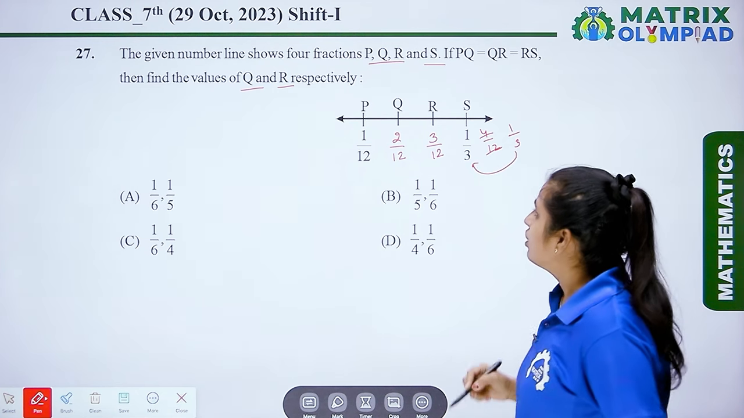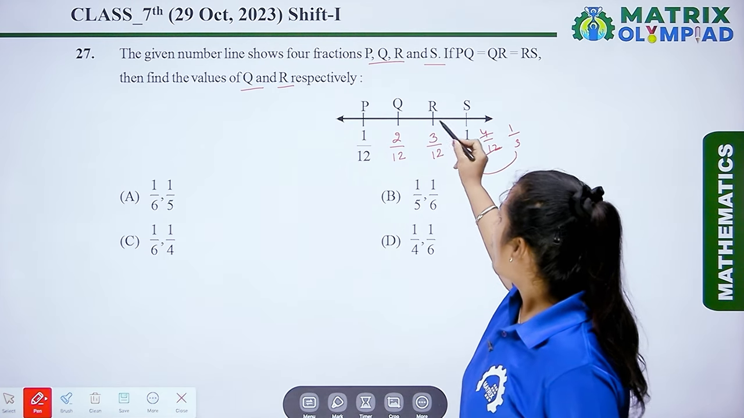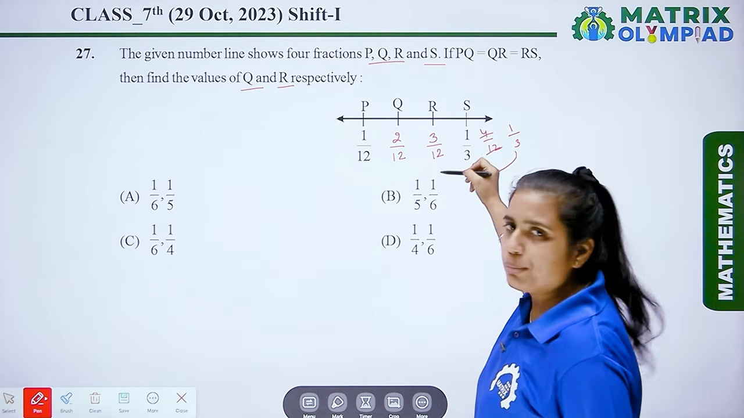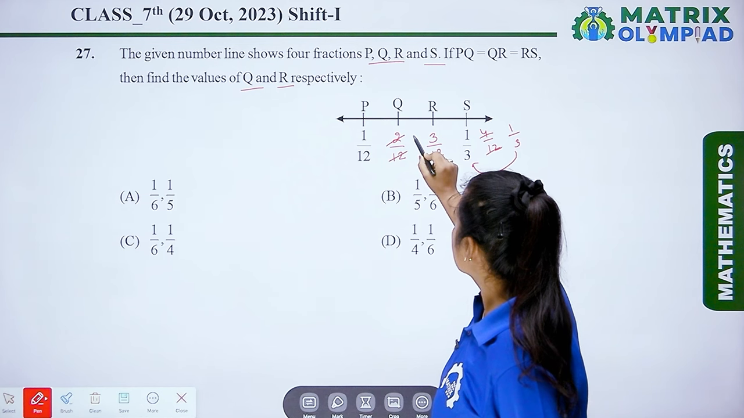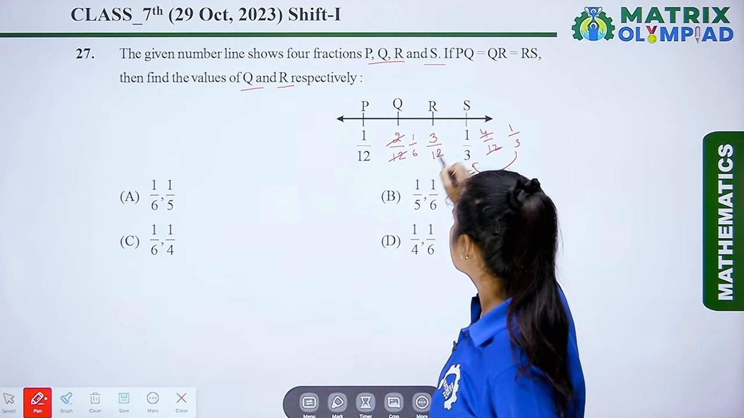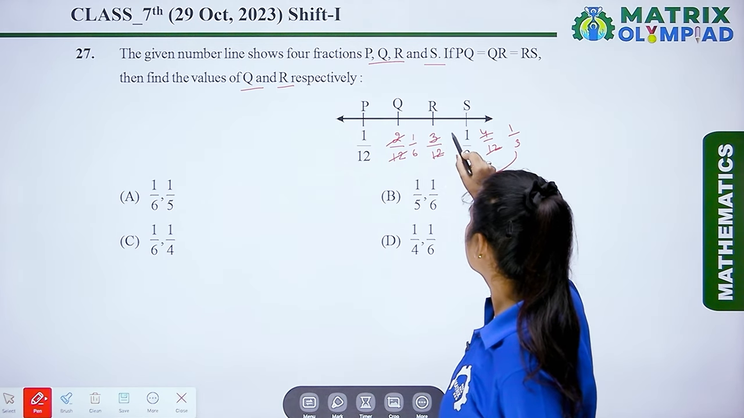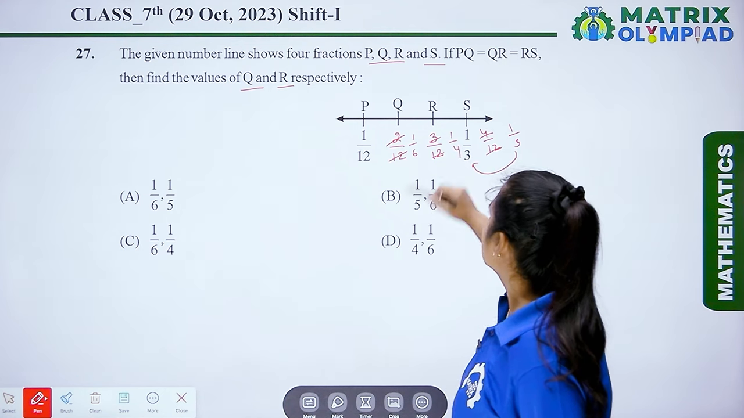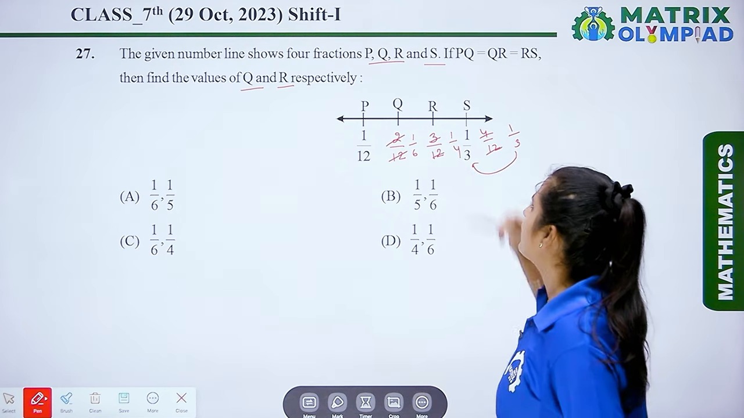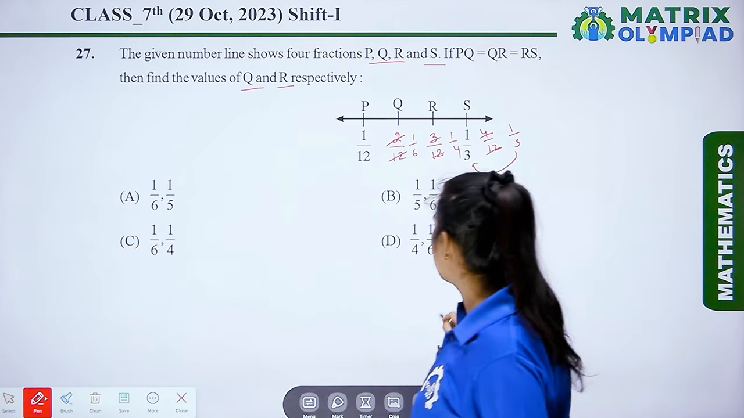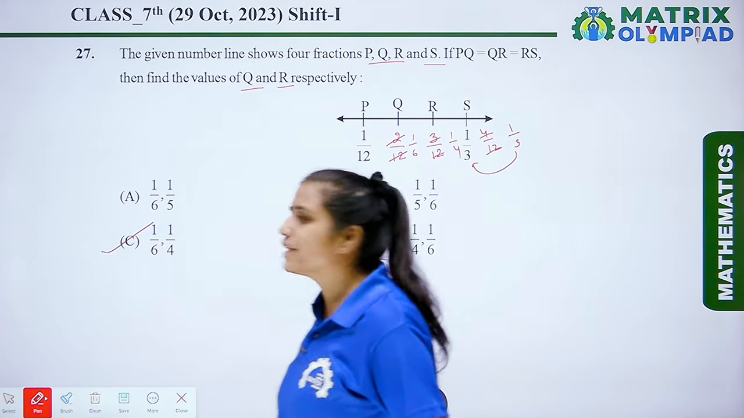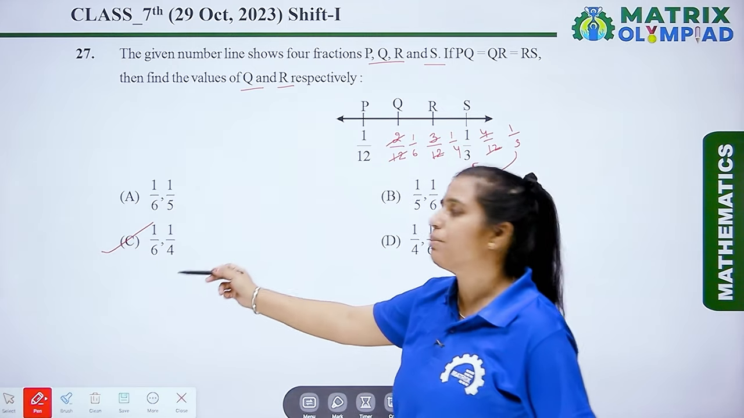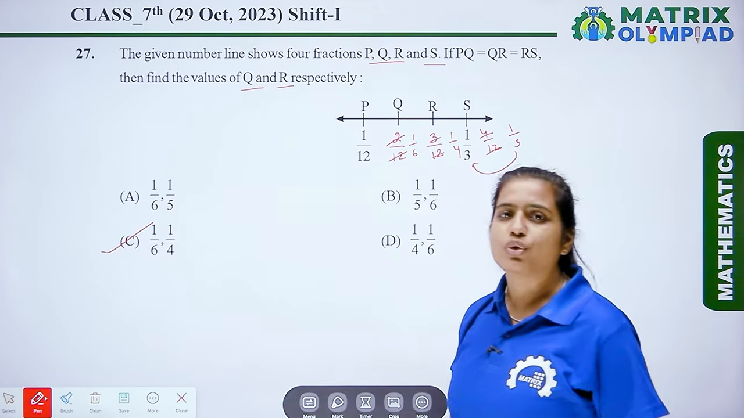So Q and R are 2 upon 12 and 3 upon 12. After simplifying, we get 1 upon 6, and here the value of R is 1 upon 4. So Q is 1 upon 6 and R is 1 upon 4. Let's check the options. Here, first is asked Q. So here option C is the correct answer, that is 1 upon 6 and 1 upon 4.